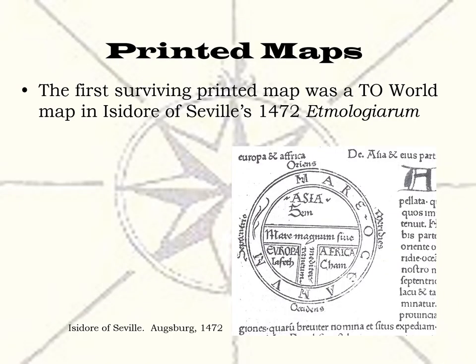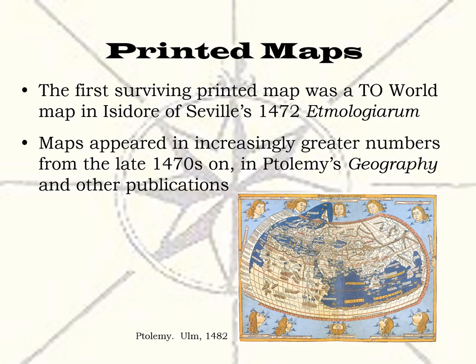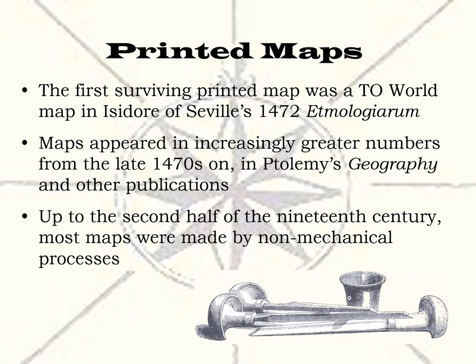The first surviving printed map was by Isidore of Seville in 1472. This was shortly after the invention of movable type at mid-century. Printed maps appeared in increasing numbers by the late 1470s, in particular in editions of Ptolemy's Geography from 1477 on. Up to the second half of the 19th century, almost all maps were made by non-mechanical processes.